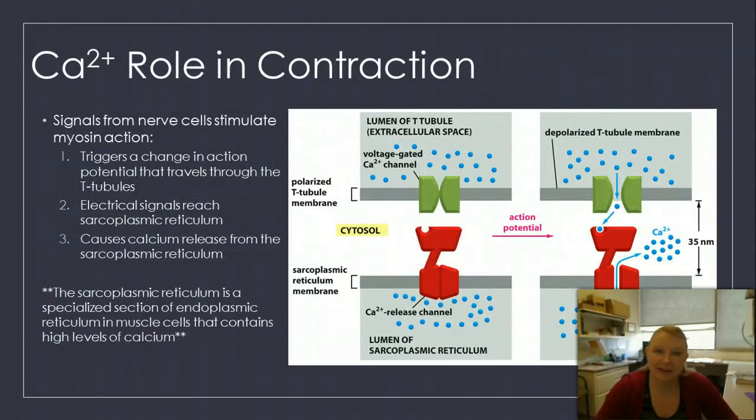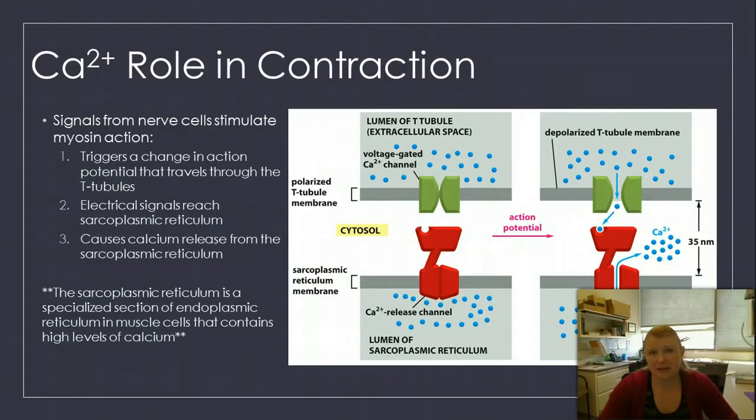So it's not quite that simple, because as we know in cells, everything starts with signaling. So what starts this molecular interaction? Well, in this case, it's the role of calcium in contractions. A signal comes from the nerve cells that stimulates this myosin action. We know how the signal travels down the nerve cell from what we talked about before. It triggers an action potential change in special structures known as T-tubules. They're almost like veins that run through the muscle cells. And these electrical signals are going to reach the sarcoplasmic reticulum.